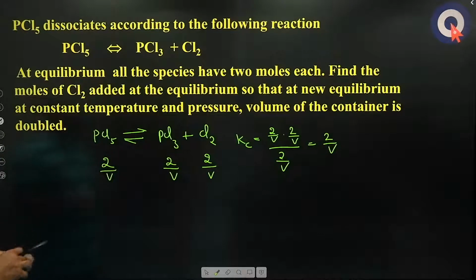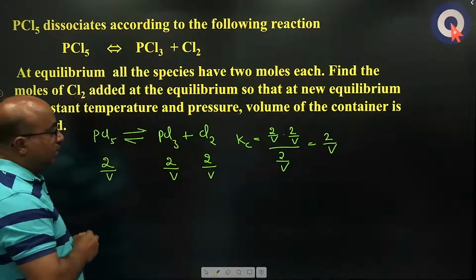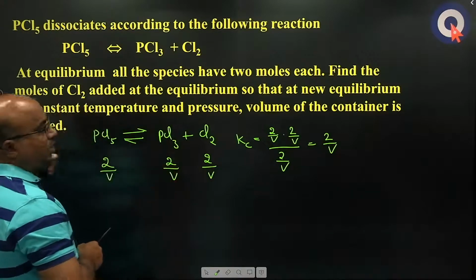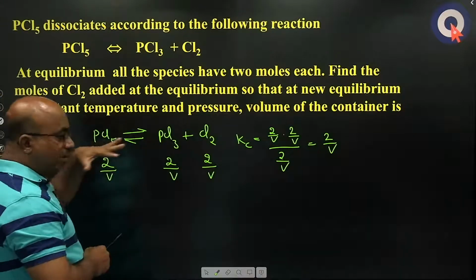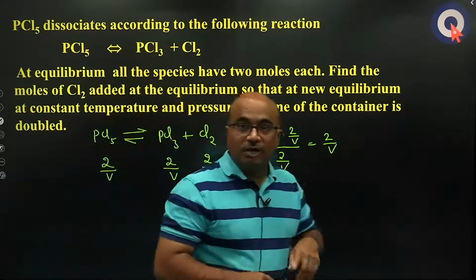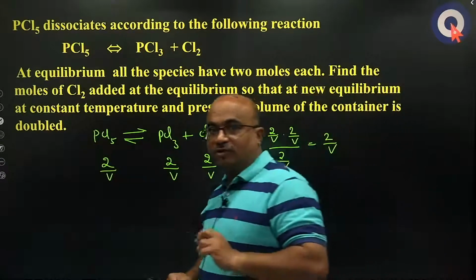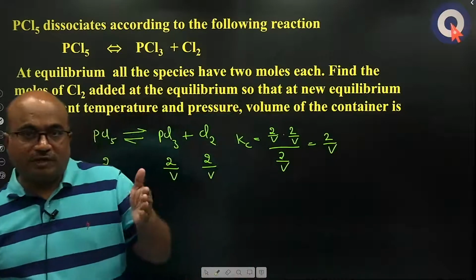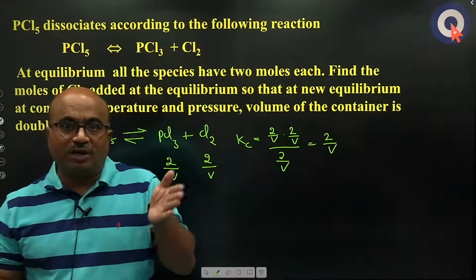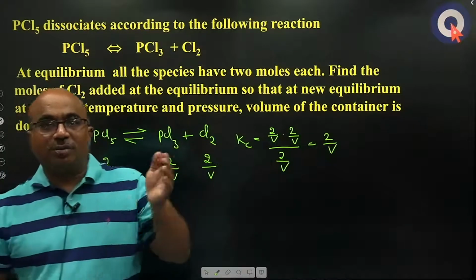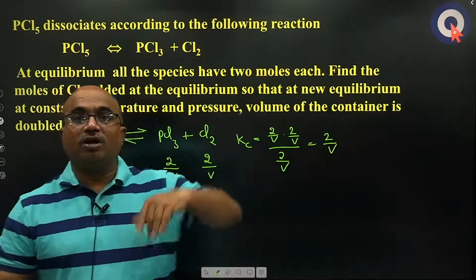But we added some Cl2. Then the reaction starts moving in the backward direction. That means the number of moles will decrease actually. But there is some twist in the problem. We just generally say PCl3 and Cl2 are consumed and PCl5 is formed, so the number of moles are decreasing. How is the volume increasing?